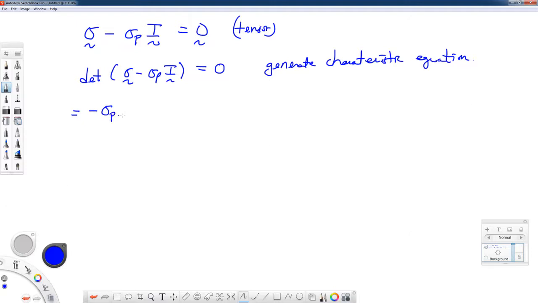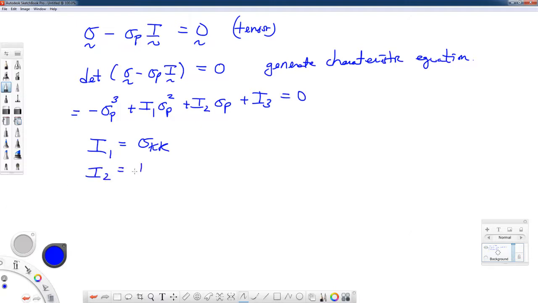Minus sigma sub p cubed plus I1 sigma sub p squared plus I2 sigma sub p plus I3 equal to 0, where I1, 2, and 3 are called invariants of the stress tensor. They can be listed here. I1 is the trace. We've talked about this with the strain tensor. The trace of the stress tensor is sigma kk. It's a summation of the diagonal terms.